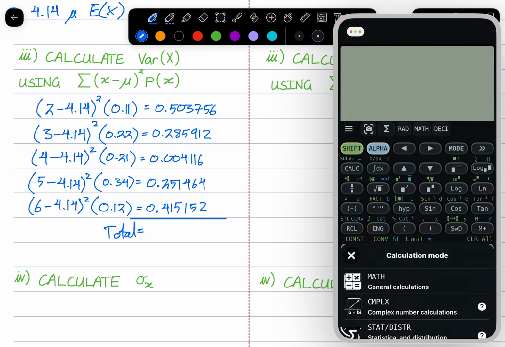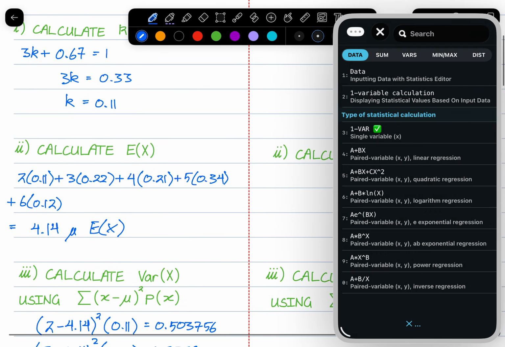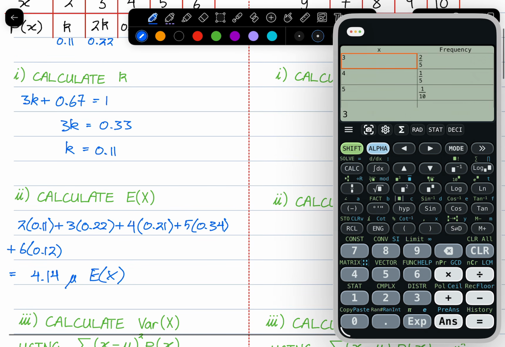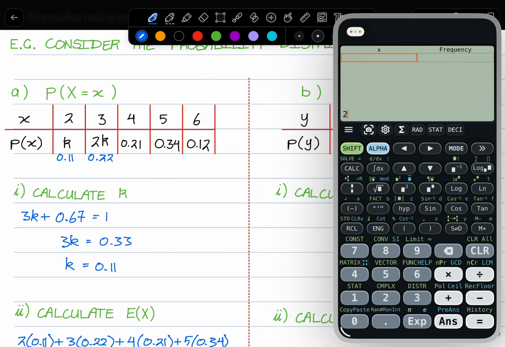For this, just for the sake of doing this quickly, I'm going to type these all in as a frequency table. So 2, 3, 4, 5, 6, 0.11, 0.22, 0.34, 0.12. Oop, I missed one. Sorry, that should be 0.21, 0.34, 0.12.